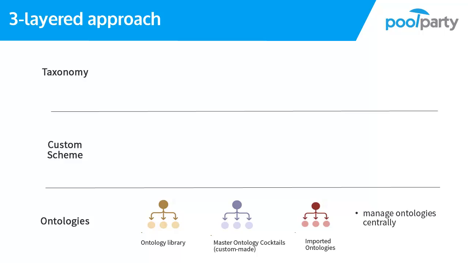So that's why we implemented ontologies as a central hub. It's here that you manage a master ontology that can be applied to multiple projects. In PoolParty, there are 3 different approaches to work with ontologies. You can use existing ontologies from our ontology library, or you can import, for example, existing industry ontologies into PoolParty. And you can build your own ontology. In this session, we will focus on building our own ontology.